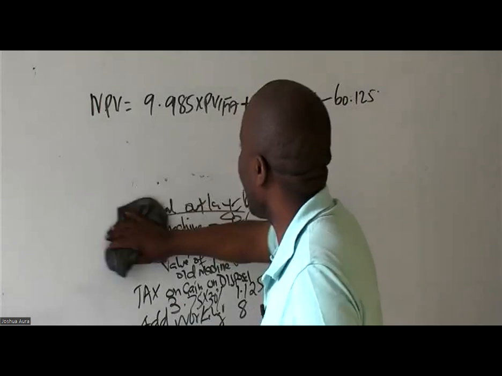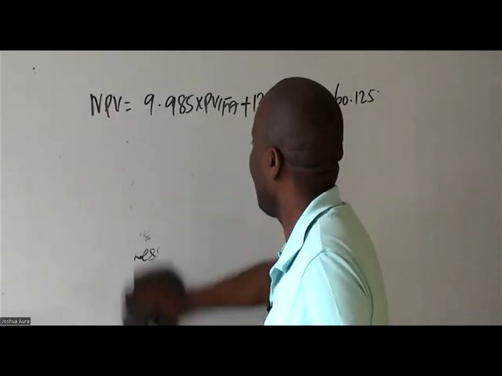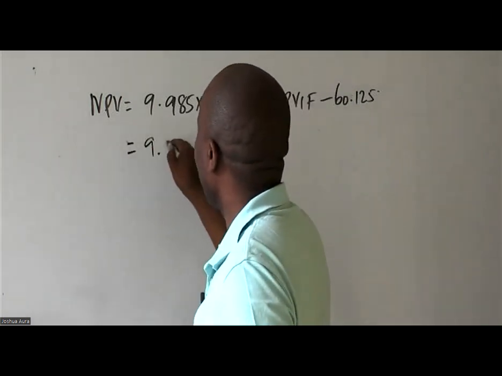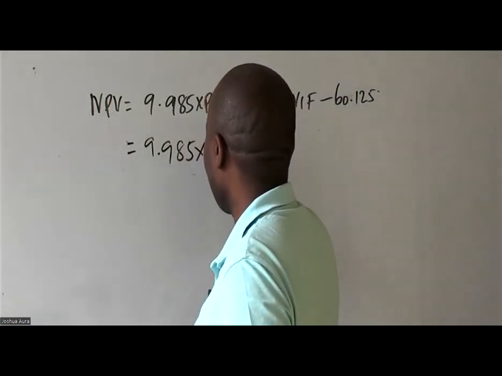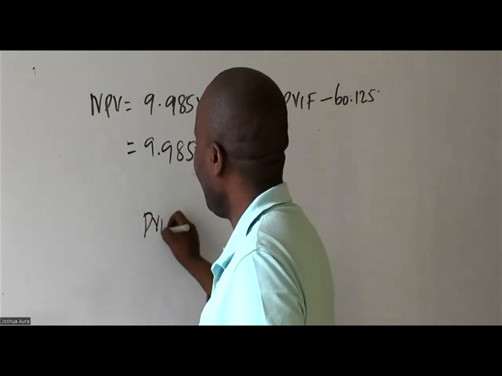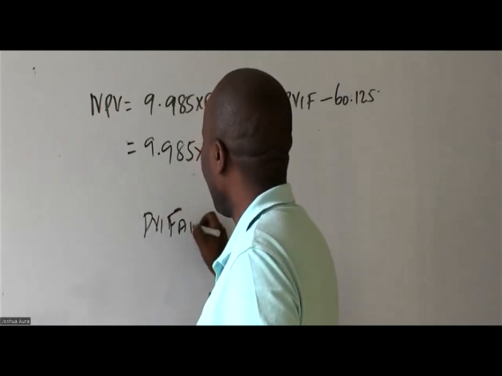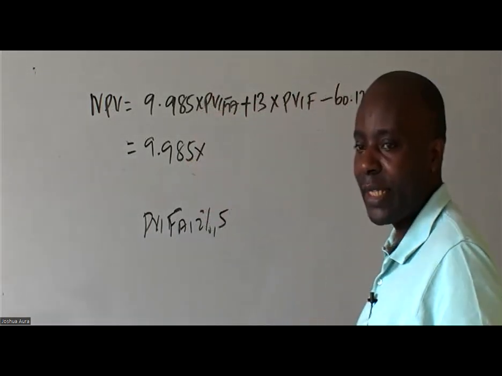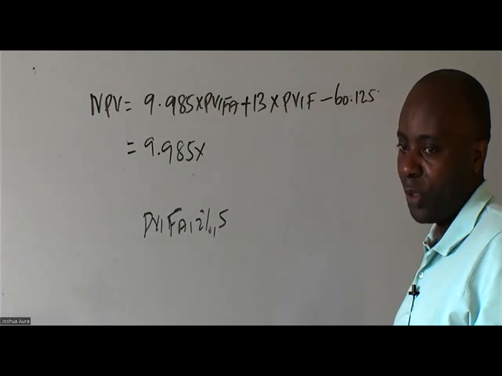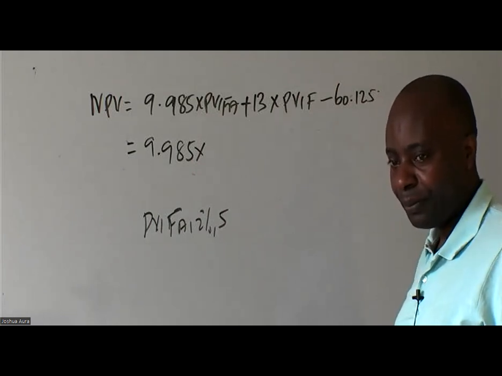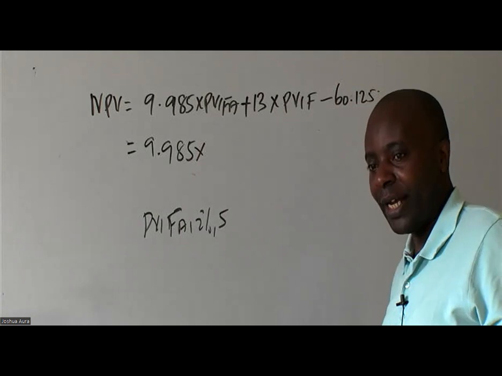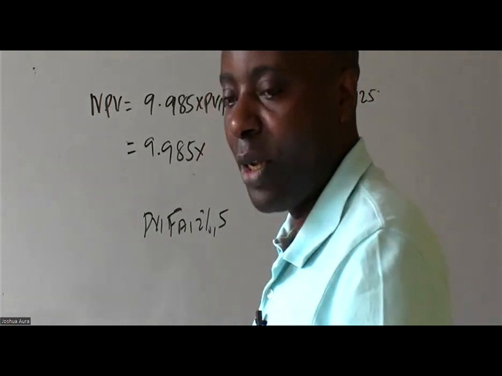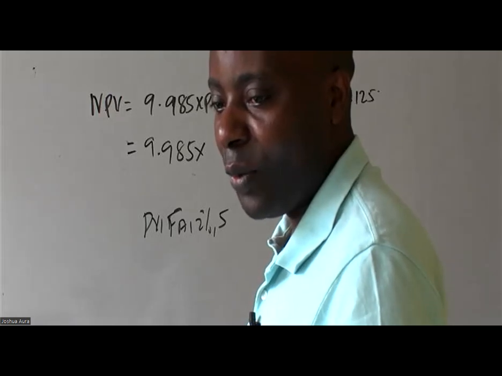So in this case, come here very first. What do we have? We have 9.985 times, of course, I'll calculate this, PV for 12%. Remember, we are working with the time of the new machine now, 5 years. If we have it on the table, we simply read. I'm so sure 12% is there. If we have it on the table, we read the answer.